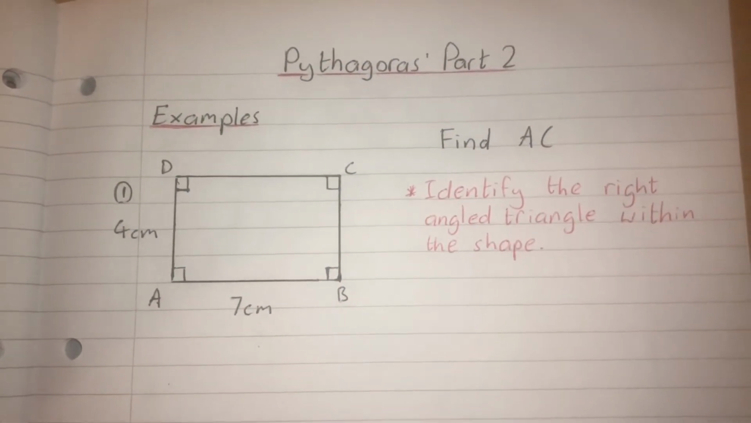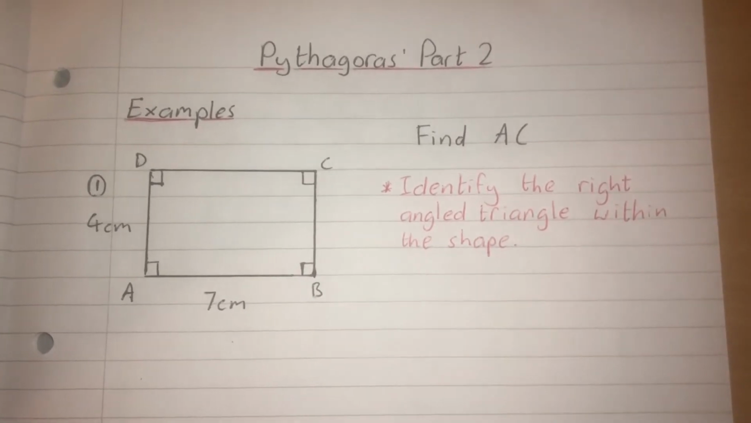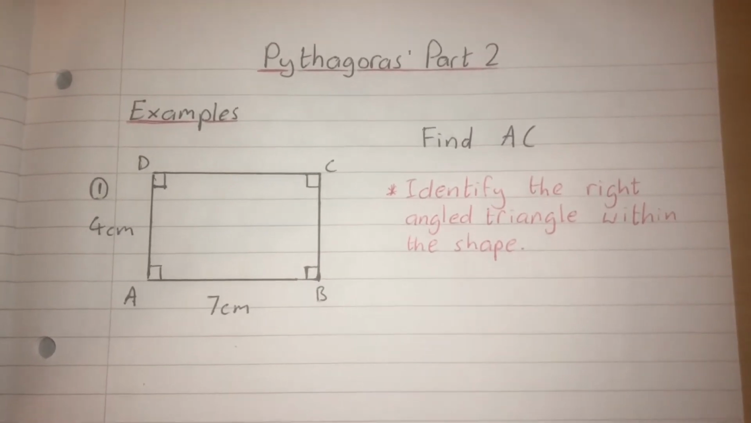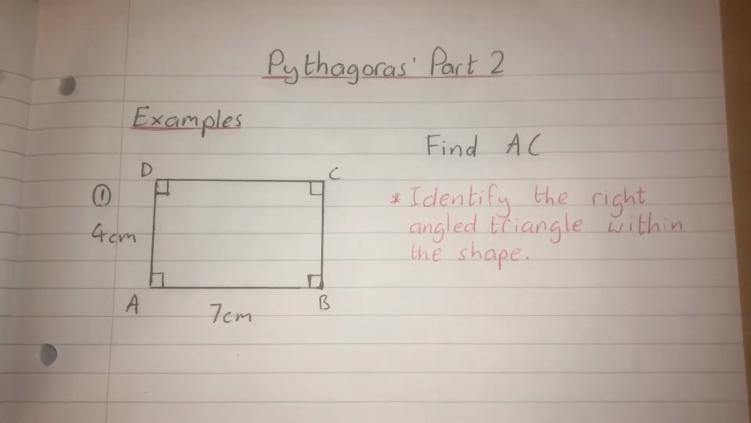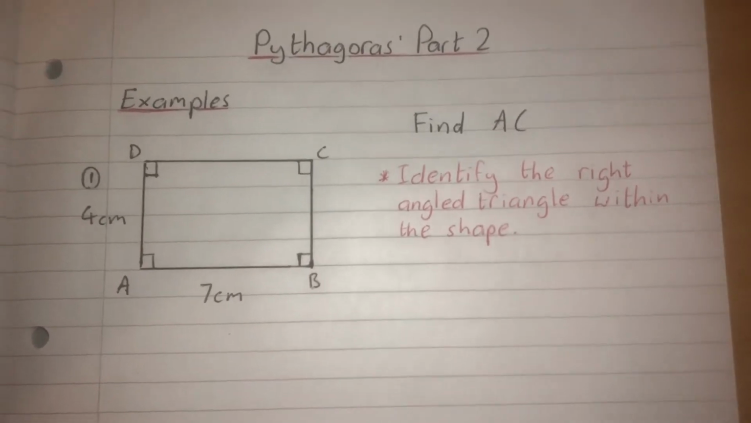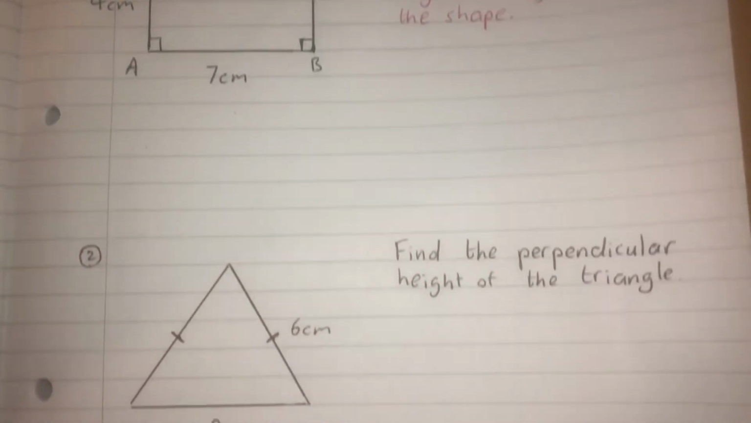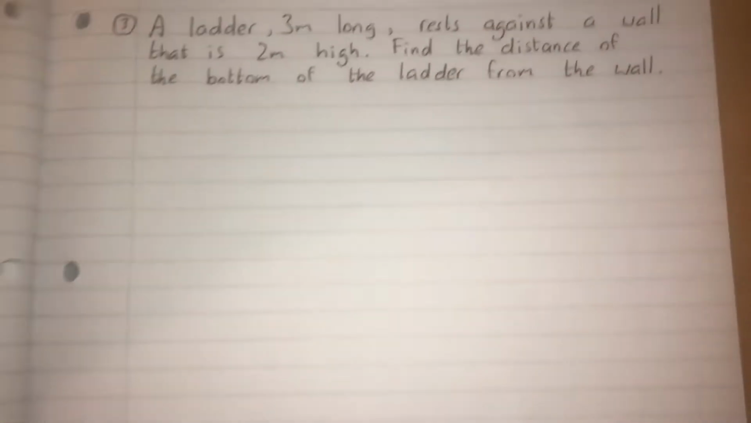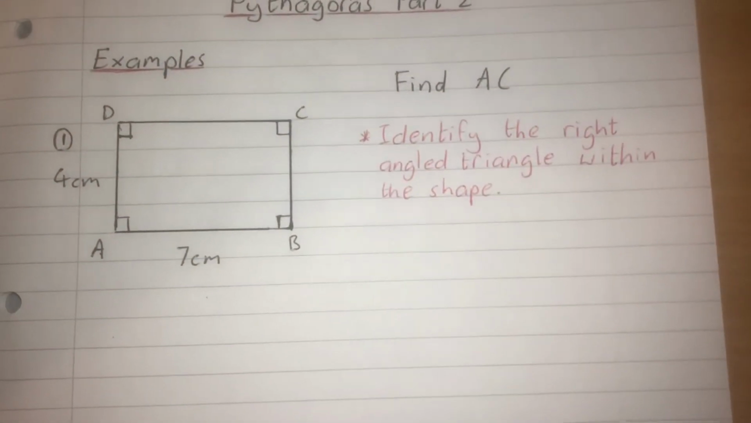So in this video we're going to continue to look at Pythagoras Theorem. If you haven't already, it's important that you make sure to watch the first video on Pythagoras Theorem and how to work out both the hypotenuse and a shorter side within a right angle triangle. So in this video we're going to look at these types of questions where we mightn't specifically be dealing with straightforward questions involving right angle triangles.